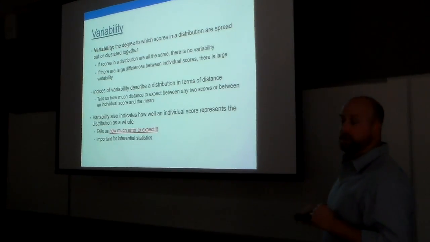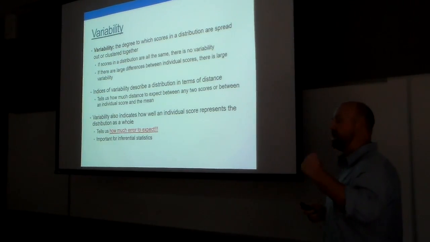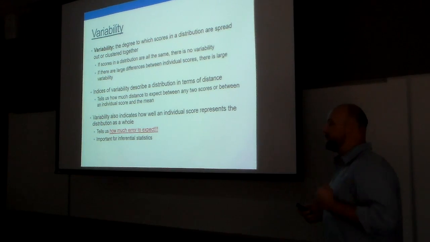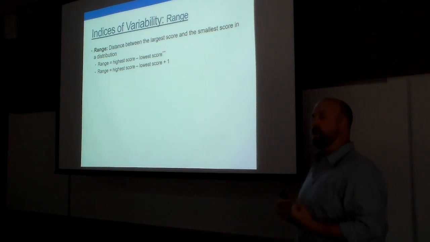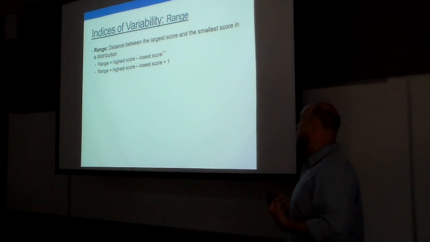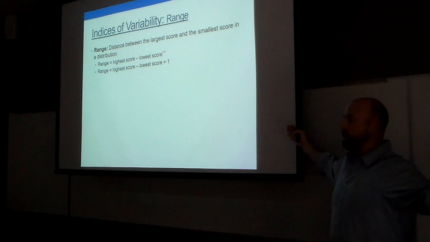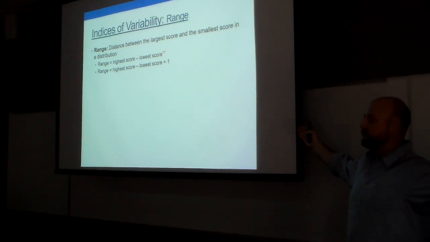Just like measures of central tendency, we've got different types of metrics that speak to the variability of our data set. The first index we'll talk about is range. Okay, range is easy. We know what range is. We've been exposed to range. Range is the distance between the largest score and the smallest score in a distribution. Right? What are the upper and lower limits? What's the max? What's the min?